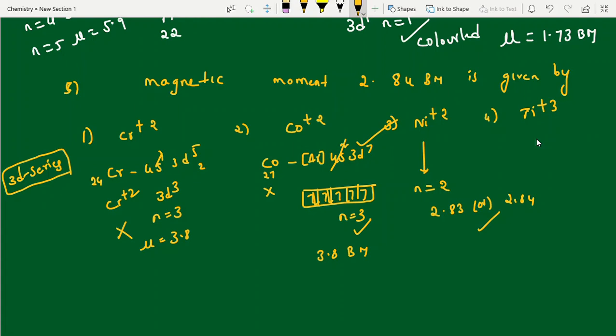matching. So same like titanium plus 3, just now we calculated, no? Titanium. Scandium, titanium, argon 4s2 3d2 here, n equal to 1. n equal to 1 means Bohr magneton is 1.73. So your answer is the third option, 2.84.